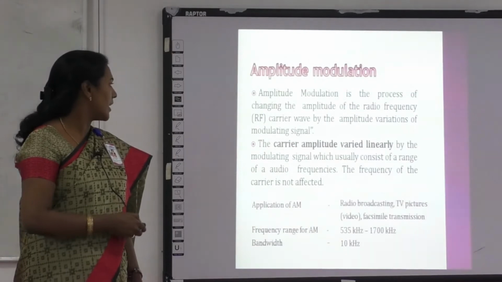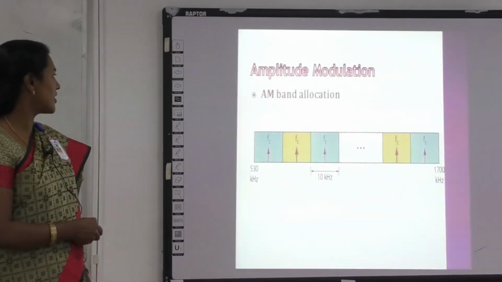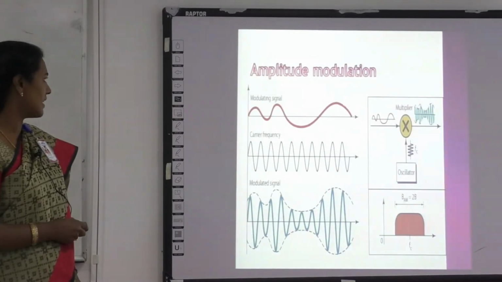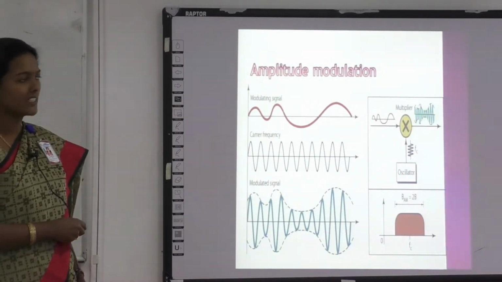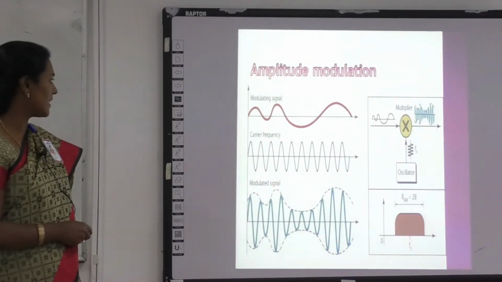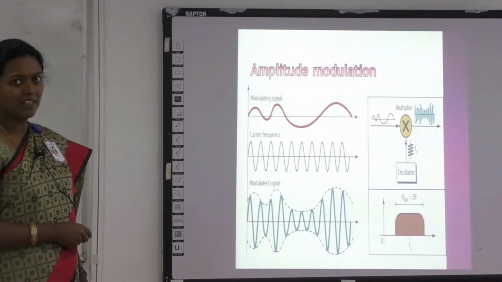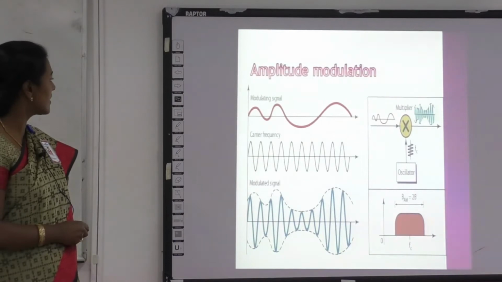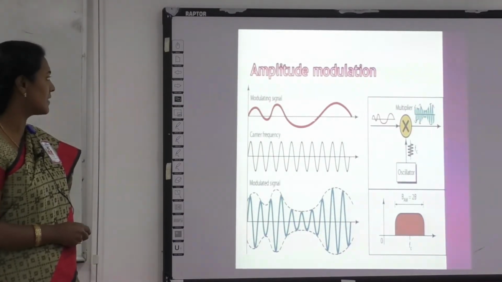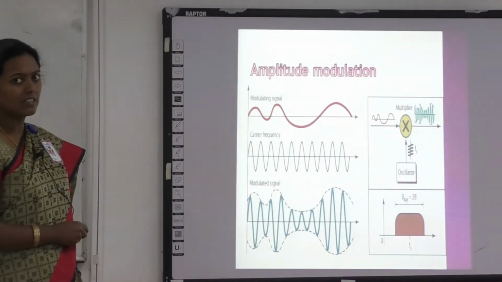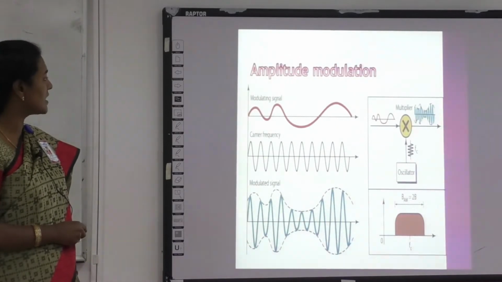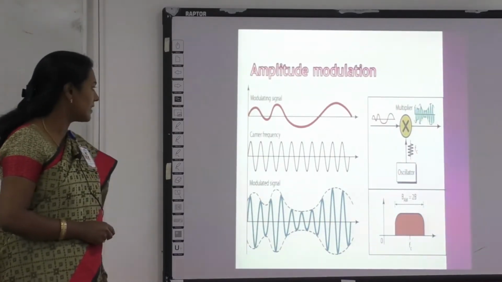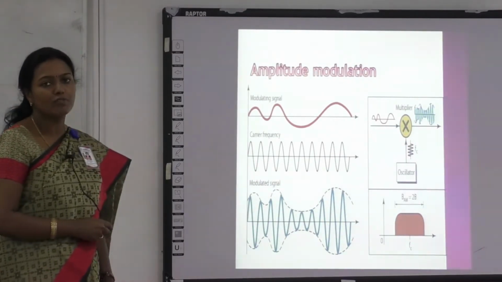Now coming to amplitude modulation, you can look into this particular signal. You need a modulating signal. This is the signal which is to be modulated. Then there is a carrier, a high frequency signal. You can compare the modulating signal and the carrier signal. Modulating signals are low frequency signals, the audio frequency signals. The range of the signal varies from 20 Hz to 20 kHz. The high frequency carrier is in terms of megahertz or gigahertz.